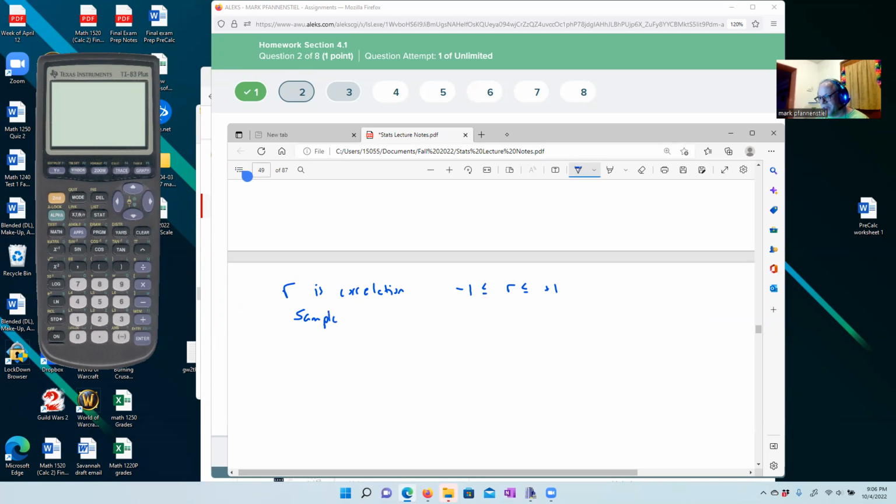Your book doesn't really go into this. If you see this symbol here for correlation, this is a Greek r. This is called rho. It has the same kind of restrictions: it's going to be between -1 and +1. -1 means it's a negative slope. +1 means it's a positive slope. And again, a zero doesn't mean that there's no relationship. It just means there's no linear relationship.